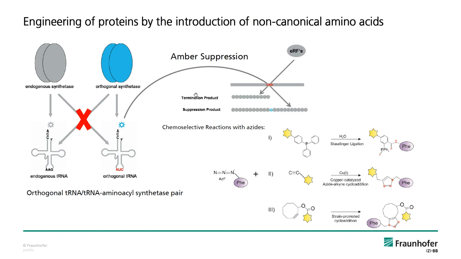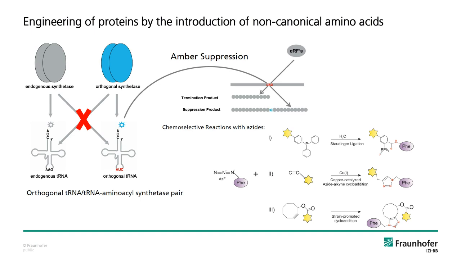The non-canonical amino acids we are using are usually modified phenylalanines. As you can see here, one of the phenylalanines bears an azide group, and the reactive azide group can then further be modified via Staudinger ligation, copper-catalyzed cycloaddition, and strain-promoted cycloaddition.